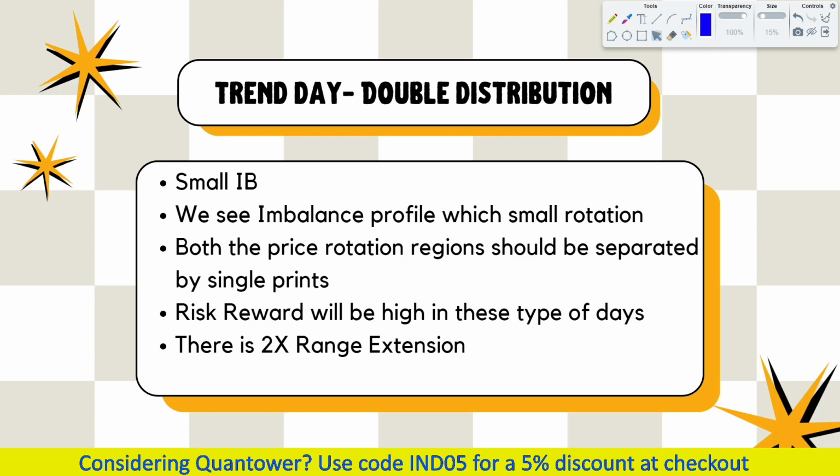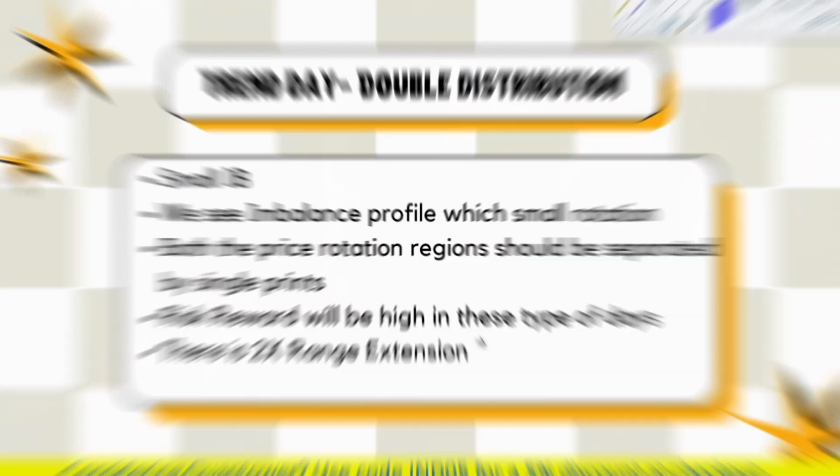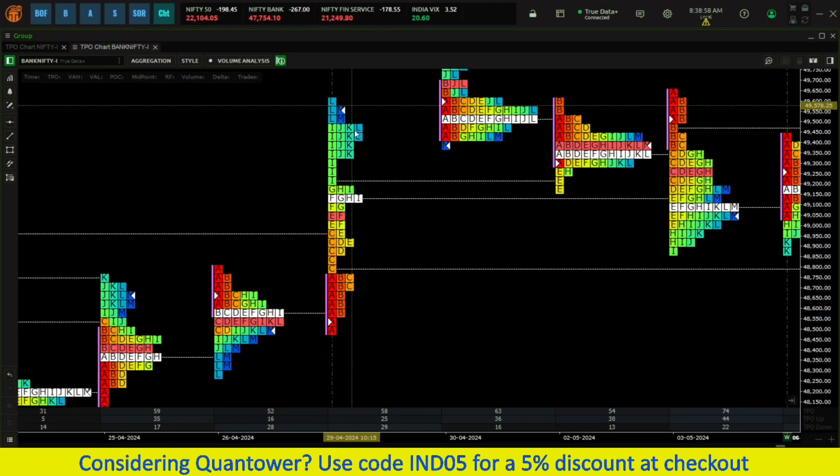Yes, in the double distribution and the trend day, these are two variations of trend day, right? In the trend day, we have good risk reward. There is a 2x range extension. In the trend day, we see a small IB and almost near 200% range extension, similar in the trend day and double distribution. So now let's see this double distribution on the TPO charts. If you see, this is a trendy profile.